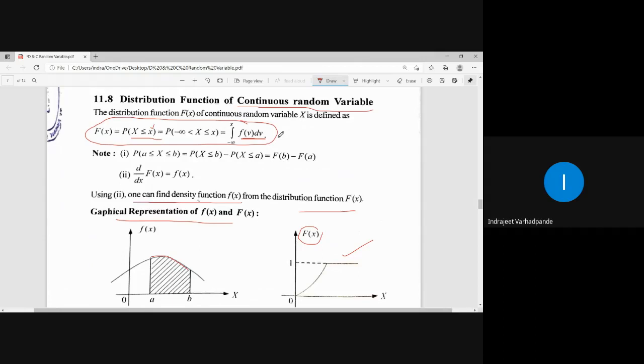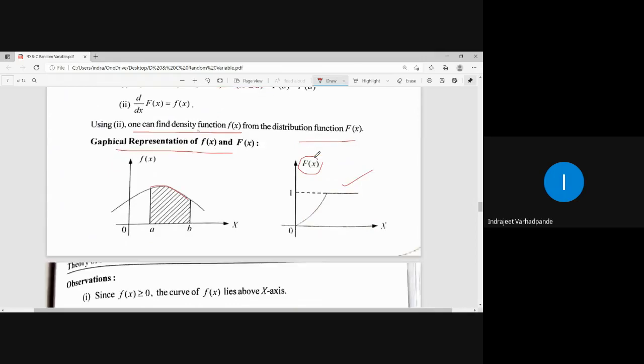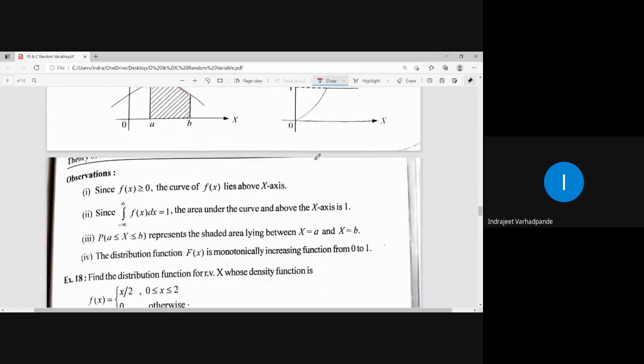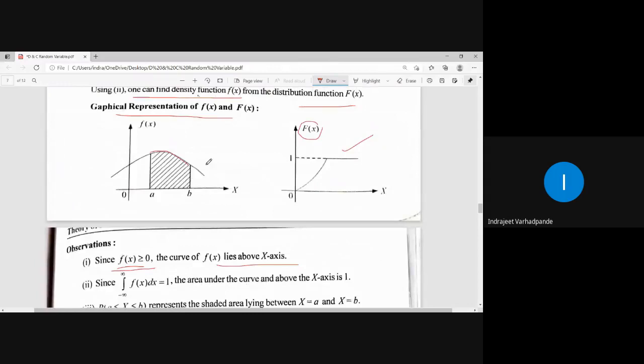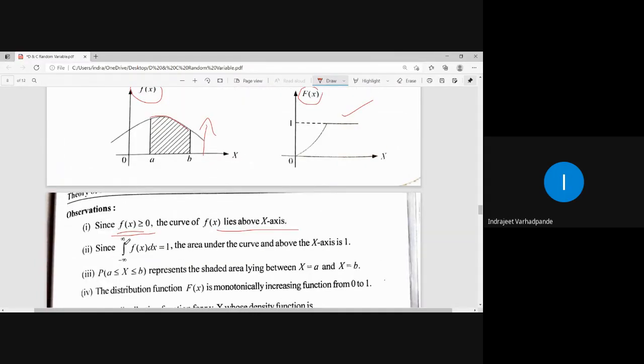What to remember? This is the probability of X less than or equal to x, meaning integral from minus infinity to x of f of v dv. So whenever I am asked to find the distribution function for the continuous random variable, this integration will be taken. In case of a discrete random variable, it is summation. In case of a continuous random variable, it is integration between the values. So what are the observations? Since f of x is greater than or equal to 0, f of x lies above the x-axis. The integral from minus infinity to infinity of f of x dx is 1.